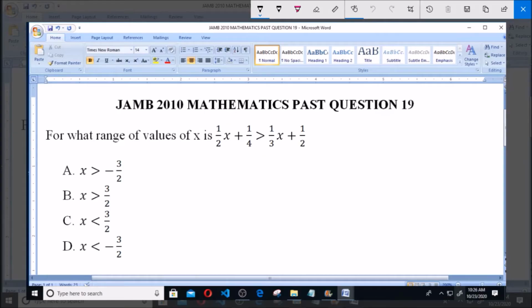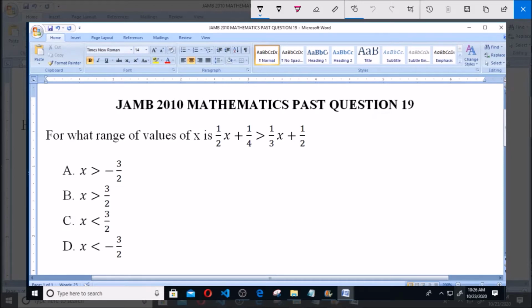I will be answering JAMB 2010 Mathematics Past Question 19. For what range of values of x is 1 over 2x plus 1 over 4 greater than 1 all over 3x plus 1 over 2? Now this question is coined out from inequality.